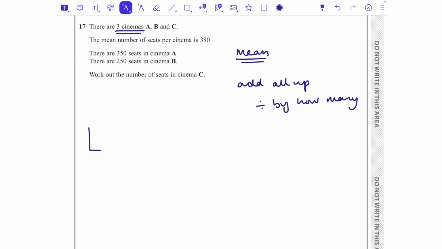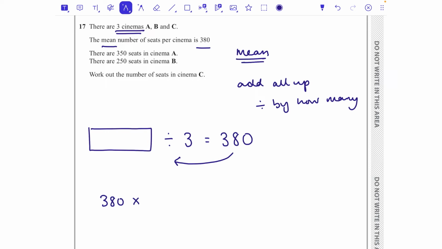So I know that they've added up all of the total number of seats, divided by the 3 cinemas, and got a mean of 380. So therefore we can work backwards here, and we can do 380 times by 3, and that's going to give me the total number of seats in all of the cinemas. So I'm going to do 380 times 3 is 1,140. So there must be, in all 3 cinemas, 1,140.